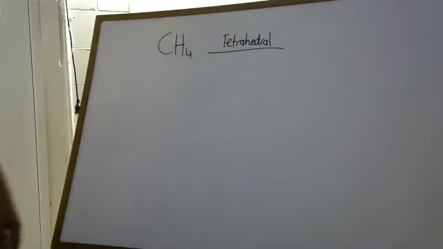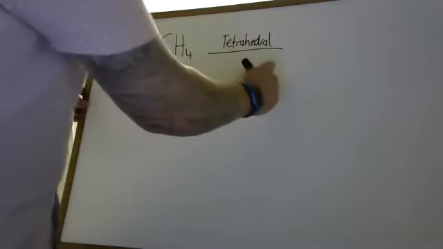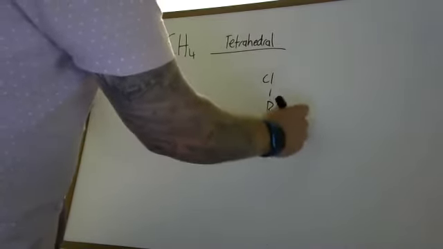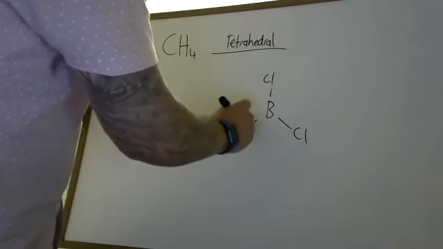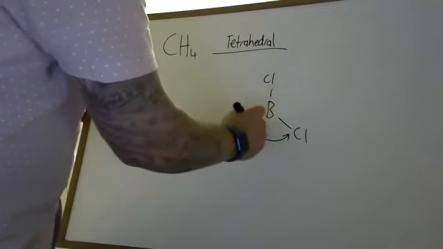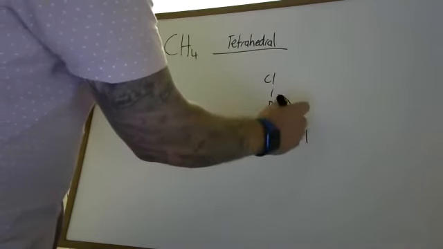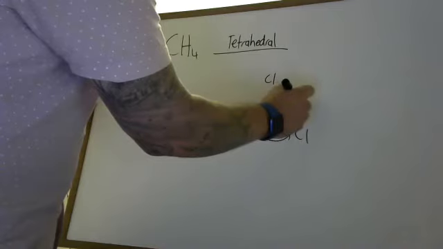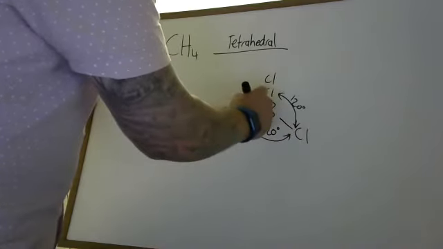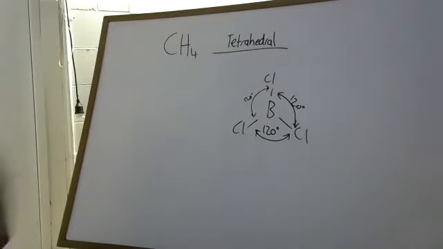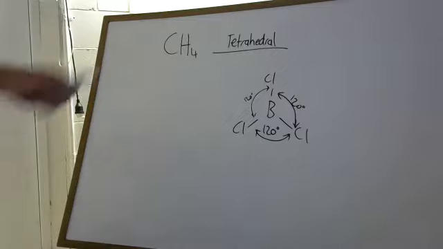To go with the trigonal planar, sorry, before, they are at 120 degrees away from each other. And that's when there's 3 bonding pairs.